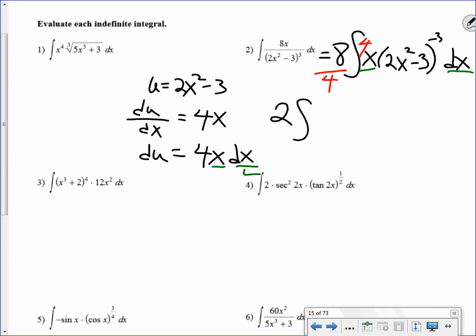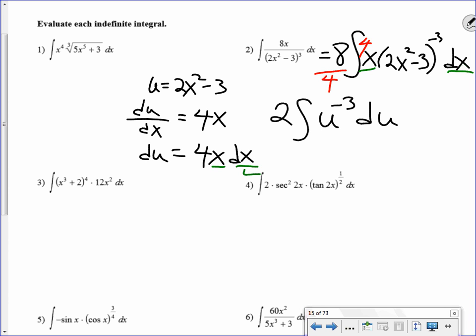Because we're going to rewrite this integral in terms of u and du. Save the du for the end and tell me what this would look like in terms of u and du. You found your u. Well, no, you're only replacing the 2x squared minus 3 with a u, so it's still u to the negative 3. We're not taking the antiderivative yet. We're just rewriting it. So that's u to the negative 3. And what about the 4x dx? That's just your du.